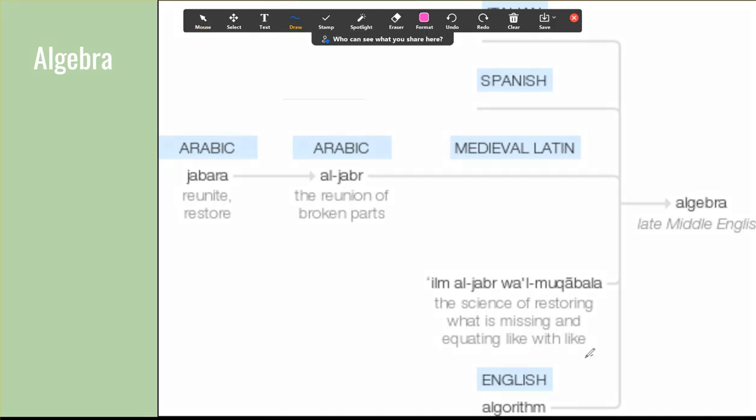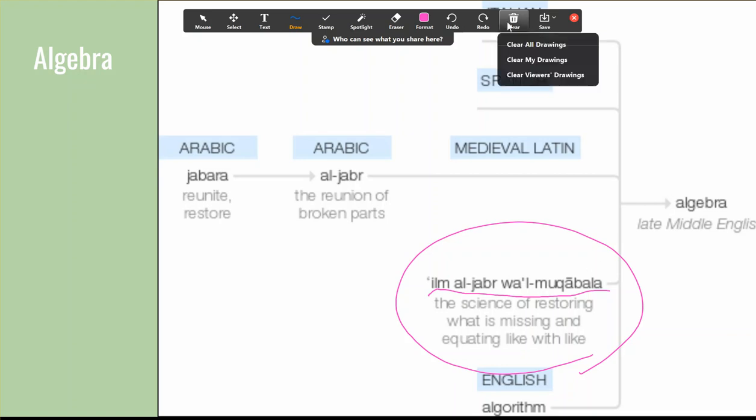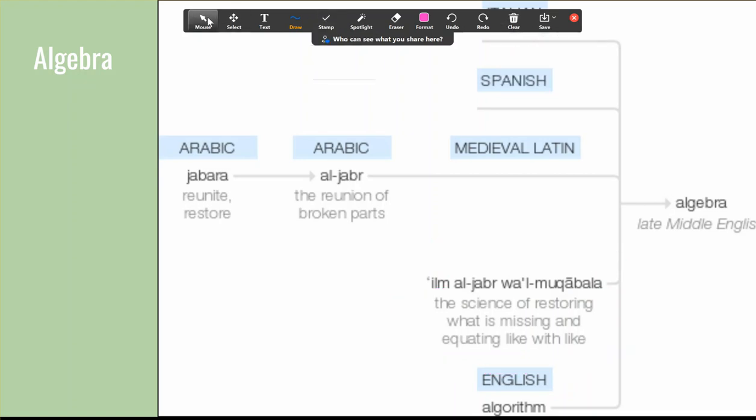And over here we can see that it became this word, which meant the science of restoring what is missing and equating like with like. So to put it simply, in current day math, algebra is restoring or figuring out the original value.